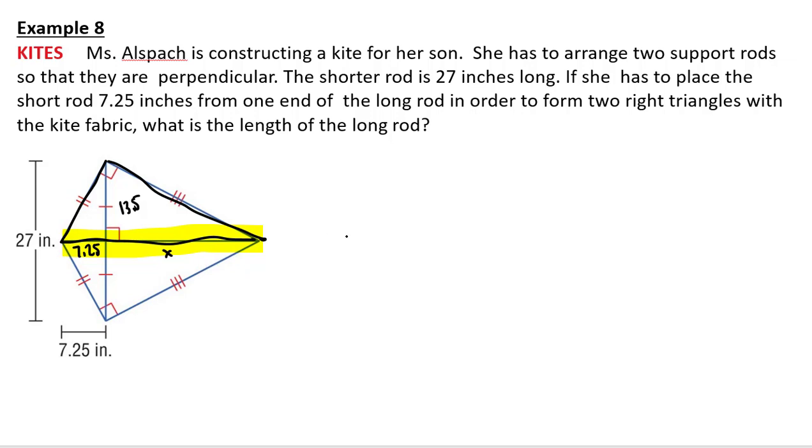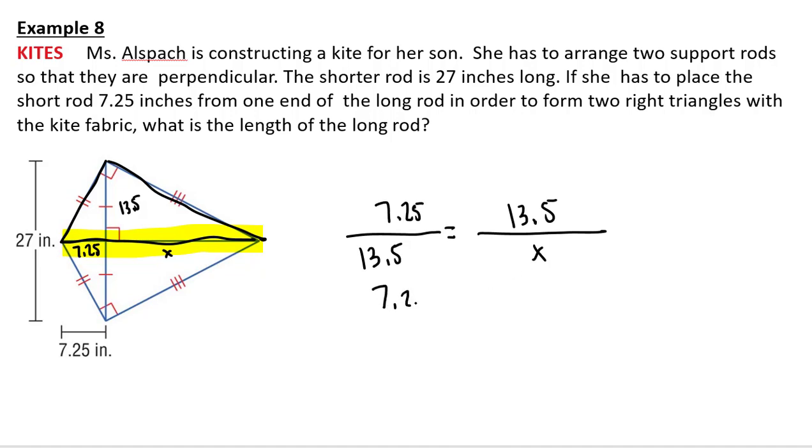Think about what we have here. Do you have a leg geometric mean, or do you have an altitude geometric mean? I have an altitude because I'm given that 13.5 is the altitude. I'm given one piece of my hypotenuse. I have to find the other one. We solve for X, and I get 25.14.